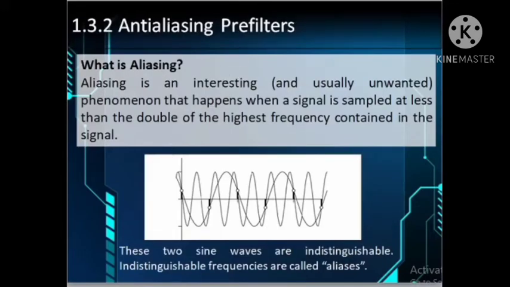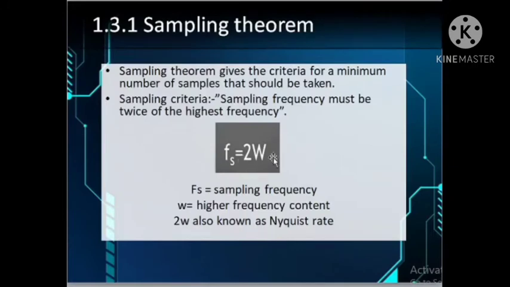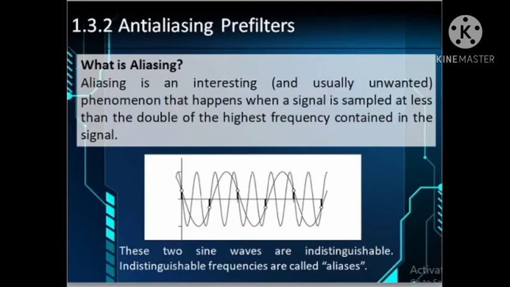Before discussing this, let us define what aliasing is. Aliasing is an interesting and usually unwanted phenomenon that happens when a signal is sampled at less than double the highest frequency contained in the signal. So in the sampling theorem, fs equals 2W, that is the criteria. But in aliasing, fs is less than 2W. So that's why aliasing happens.